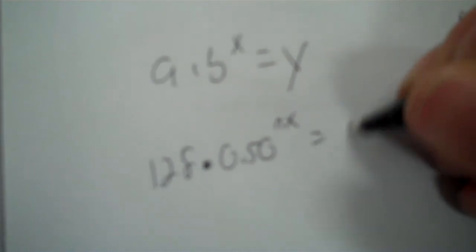A times b to the x power equals y. So you'd have 128 to start with. And then the decay factor, times 0.50 to the x equals y. And you put that 3 in for x, and go to your calculator. 16.